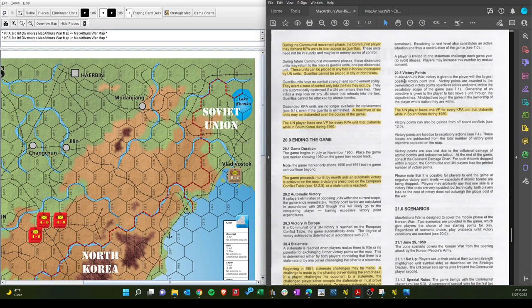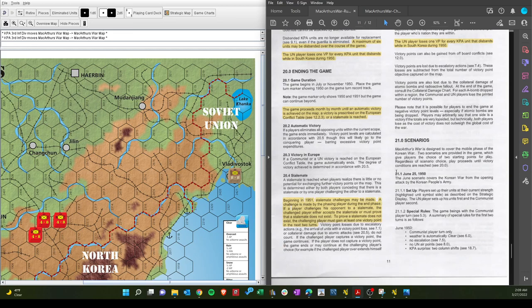And then victory points. Victory points are awarded for cities and ports within the scope, and go to the last unit to move through it. The UN player loses one VP for every KPA unit that disbands, as we saw. Victory points can also be gained from off-board conflicts. You lose some during escalatory stuff. These losses subtract from the total number of objectives captured. And then the collateral damage of atomic bombs. For each A-bomb dropped within a region, the communist and UN players lose a printed number of victory points. That's why you keep track of how many atomic bombs you've used. You can end at negative victory points, and that could just mean you lose.